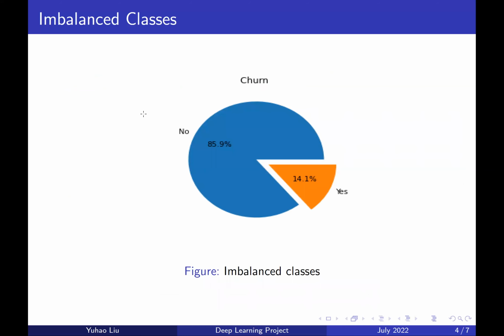We should notice that this data has imbalanced classes. As shown in the pie chart, only 14.1% of instances belong to the yes class. So when we train the models, we need to overweight the minority class.